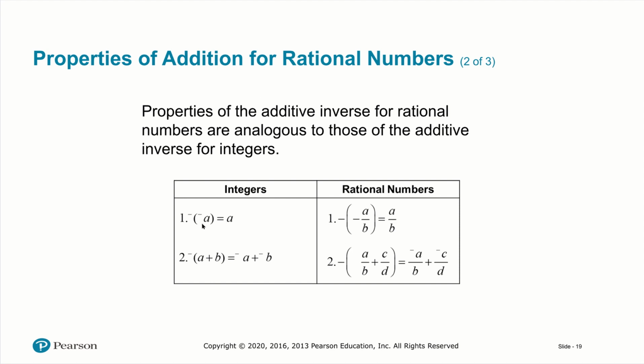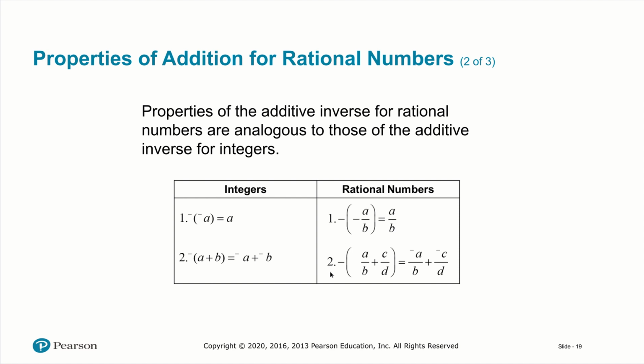So just as in the case of integers, where the opposite of a number was just itself, same thing works with fractions. The opposite of a fraction is the fraction itself. And the opposite of a sum is just the sum of the opposites, basically. That's how we say that. We say the opposite of a sum is the sum of the opposites, okay? And that works with fractions as well.